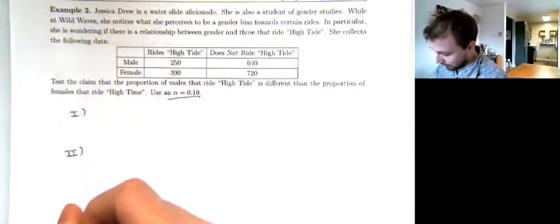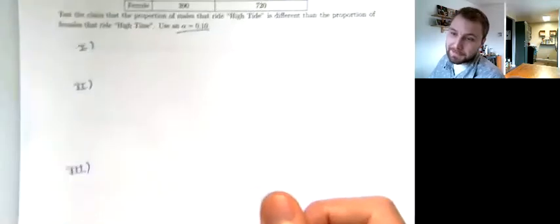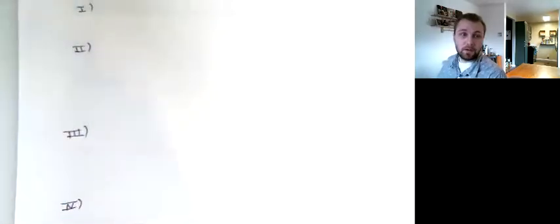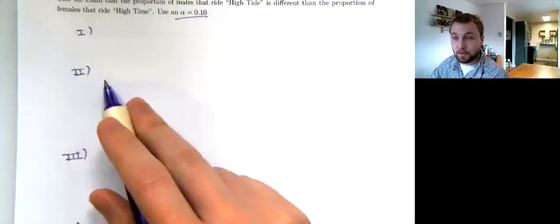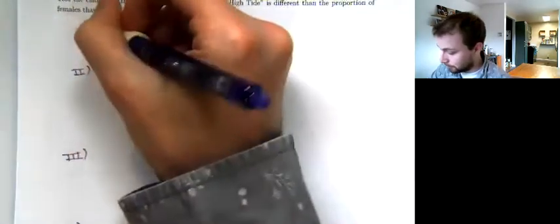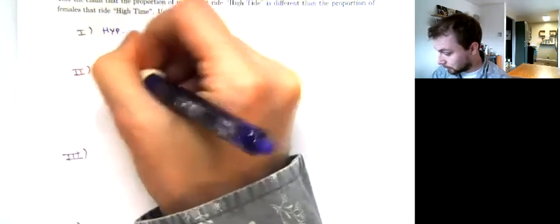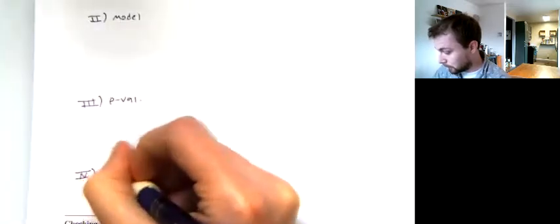And I know I'm going to have 4 steps. I know from practice that step 2 is long, so I'm giving myself plenty of room for step 2. First step will be my hypotheses. Second step, model. Third step, p-value. Fourth step, conclusion. Hypotheses, model, p-value, conclusion.